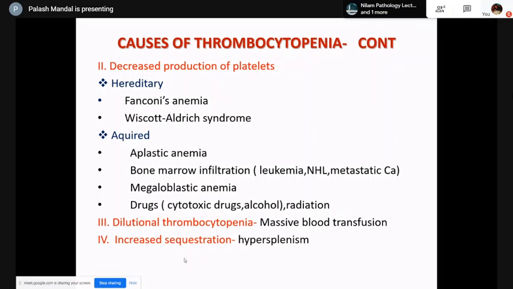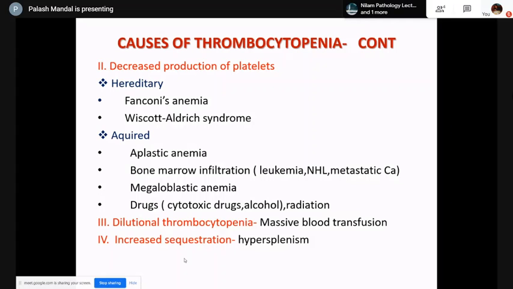So packed RBCs are given, but in some cases, in the peripheral centers and small towns where component separation is not prevalent, whole blood transfusion is still given. There, if a person is suffering from massive anemia due to, say, hemorrhage or blood loss, blood is given. There may be 6-7 bottles of whole blood given at a time. So those conditions may lead to this dilutional thrombocytopenia.